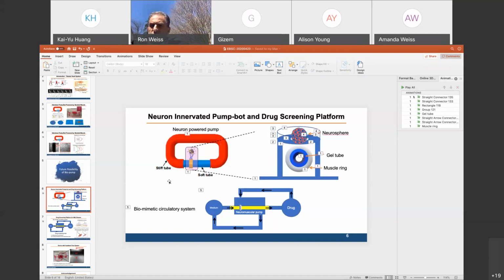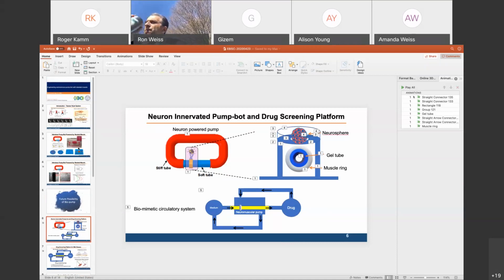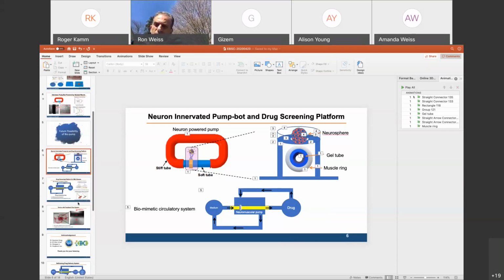Hi, this is Roger. I had a question on whether you've thought about linking the pump bot with a vascular system so that you could generate a vascular flow that could be connected, for example, with another organoid or some other organ type. So you could actually start to generate physiological-type circulation.